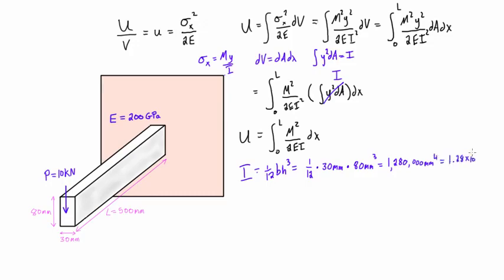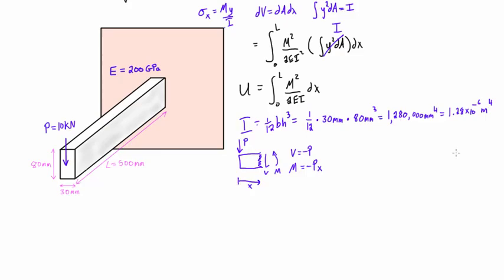meters to the fourth. And to find the expression for moment in terms of x, we'll need to draw the free body diagram with a virtual cut in it. So we're going to find the internal shear here is just going to be equal to negative P, and that means that our moment is going to have to be equal to negative P times x. So this is our expression for M that we're going to be plugging in. So let's go ahead and do that. Let's grab this expression and we'll work our way through.